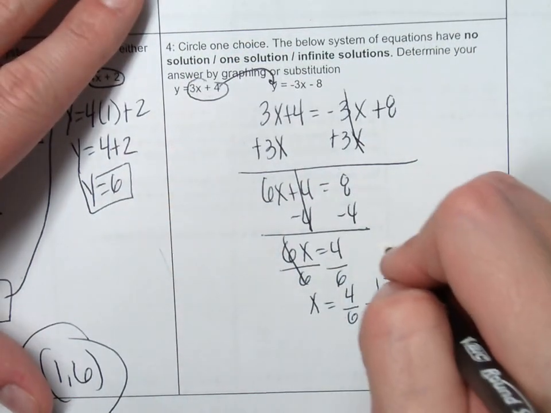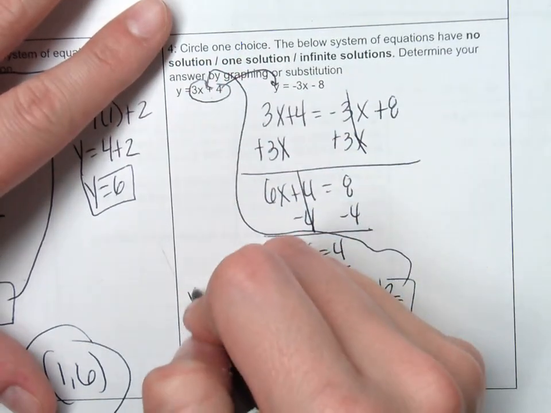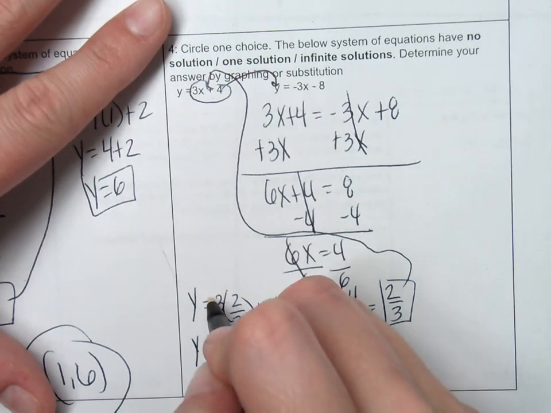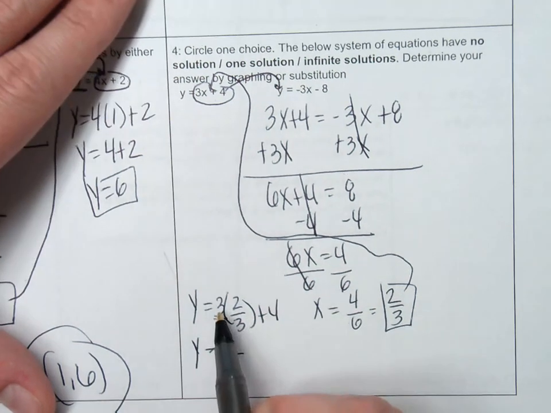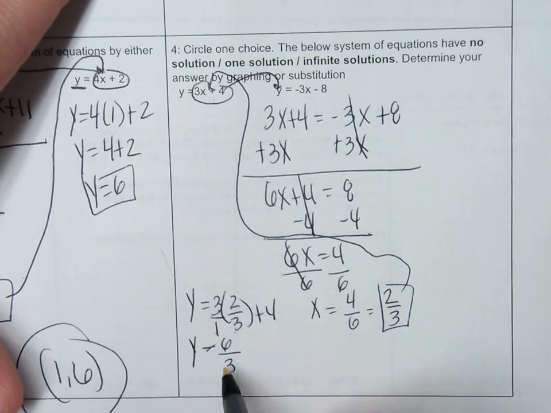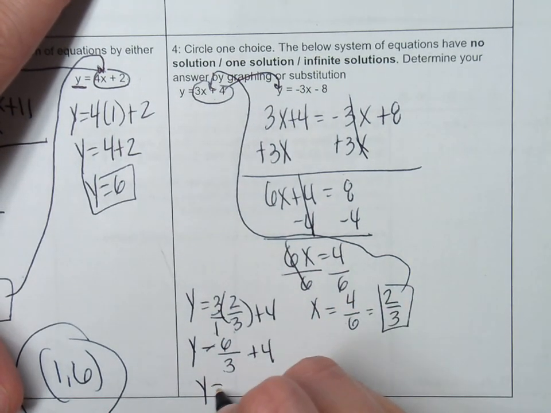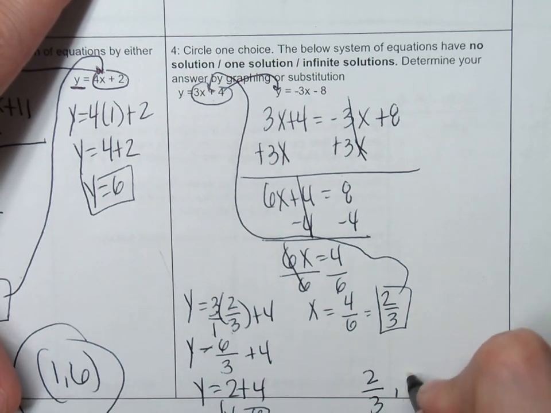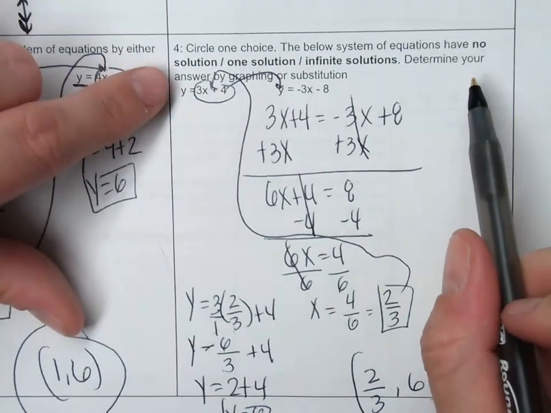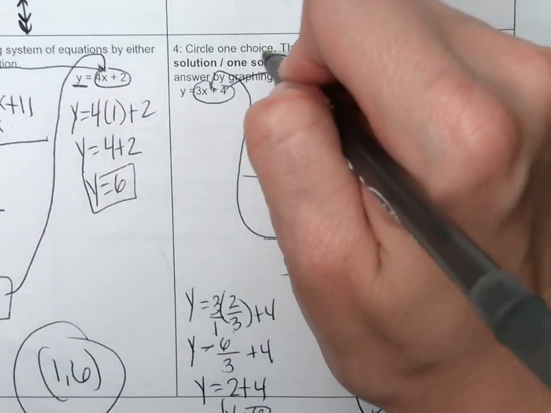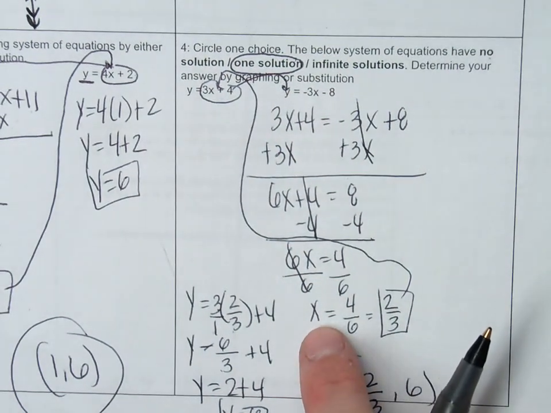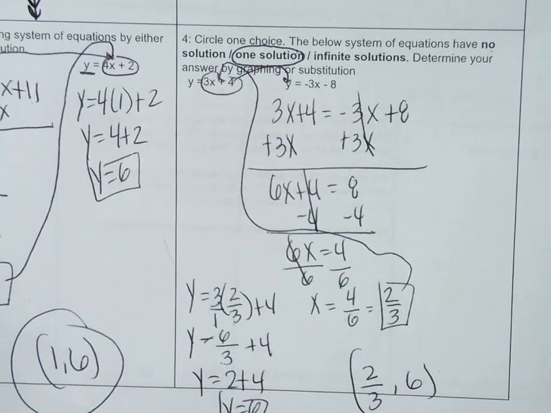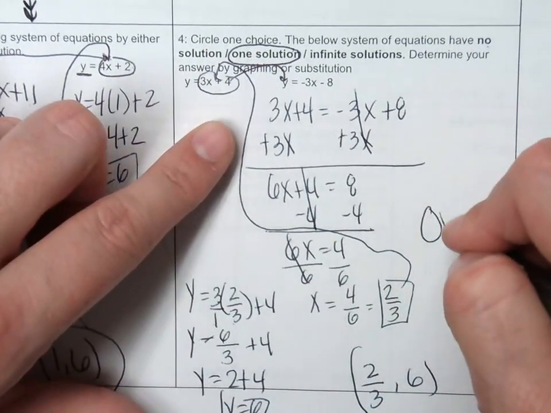Plug that in for x. So that gives me y equals 3 times 2/3 plus 4. 3 times 2 is 6. Keep the same denominator. 6 over 3 is 2, and 2 plus 4 is 6. 2/3 comma 6 is my solution. But it only asked me if it was no solution, one solution, or infinite solutions. So as long as you have an x value and both variables don't cancel, you're going to have one solution.